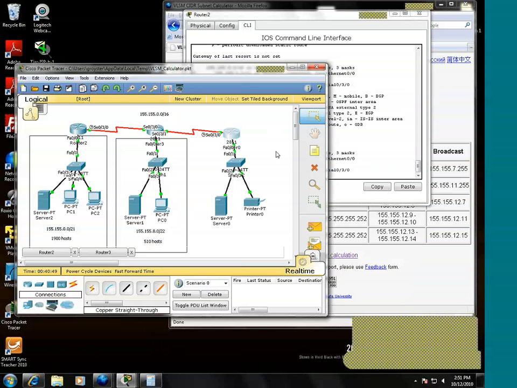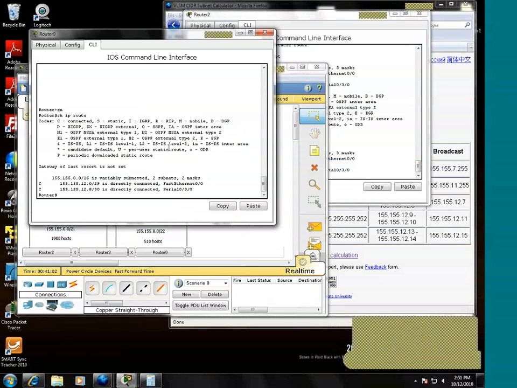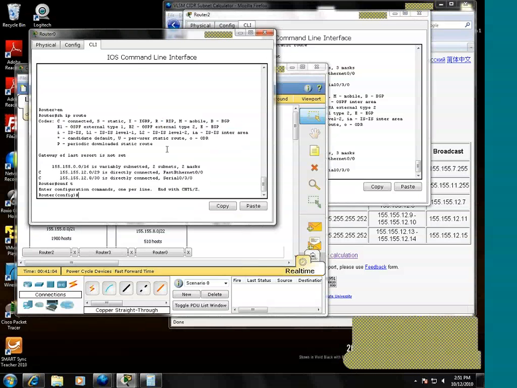But we're not going to do that. We're going to go ahead and enable the dynamic routing protocol. So I'll do it on this particular router. A printer will be able to respond to your ping.